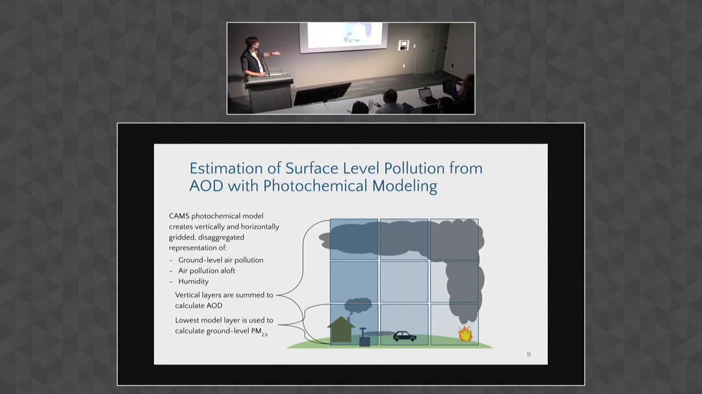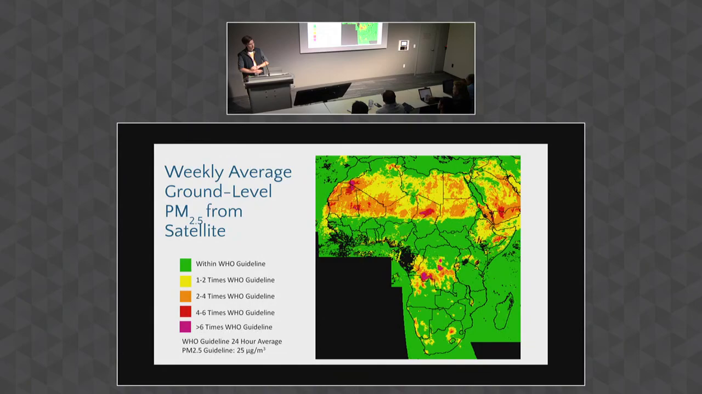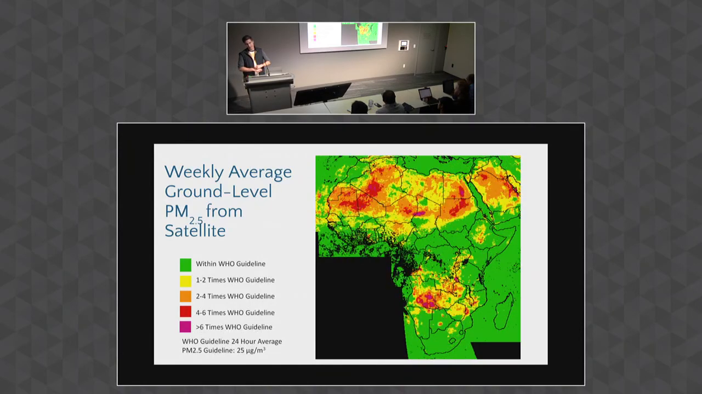And so the vertical layers get summed to produce an equivalent of the AOD calculation that you get from the satellites, and then that's compared. And then you also have the lowest layer, which gives you the ground level PM 2.5. And using that relationship, we're able to convert the satellite AOD down into surface level PM 2.5. And that's what we've been able to do with Google Earth Engine at scale really quite easily.